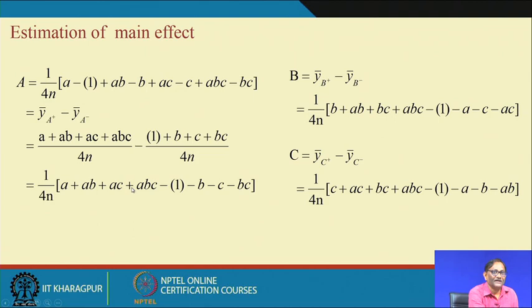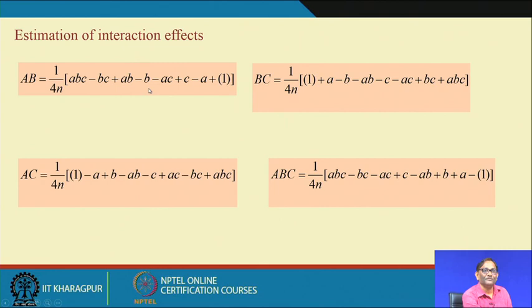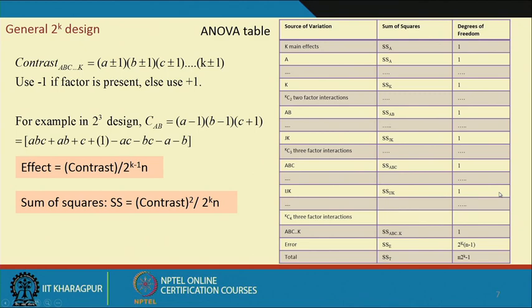The physical meaning of this computation is known to you; we have discussed it earlier. Once you have the matrix representing the algebraic signs of the effects, you will be able to find out the contrast. When you divide the contrast by the appropriate quantity, like here 4n for the 3 factor case, or 2 to the power k minus 1 into n for the k factor case, you will get the effects. So the A effect is computed using this formula, B this formula, C this formula. Similarly AB, AC, BC and ABC are each computed using their formula. It is an easy one, and I have already explained how it is to be done. Now, what will be the case for the general 2 to the power k factorial design?